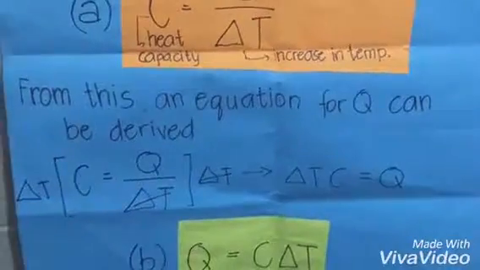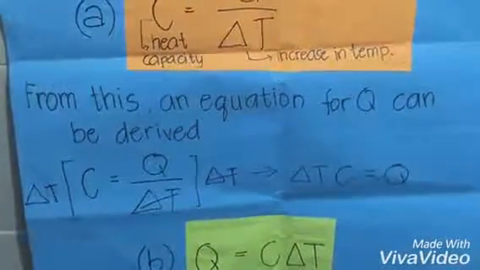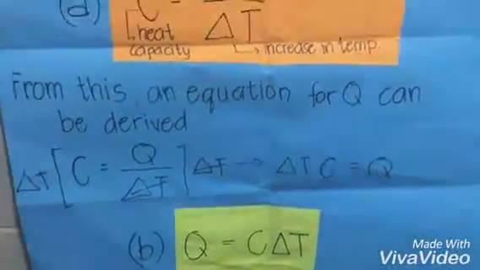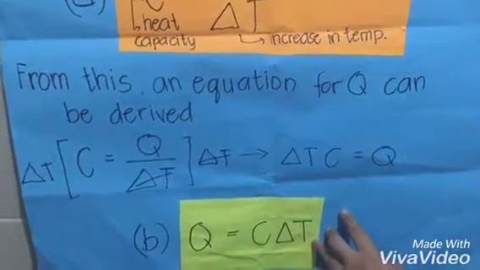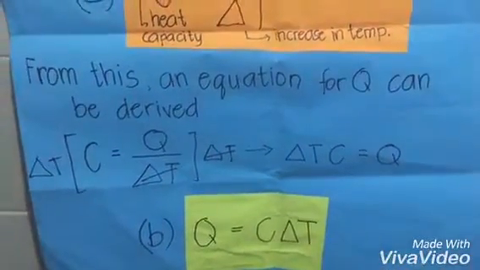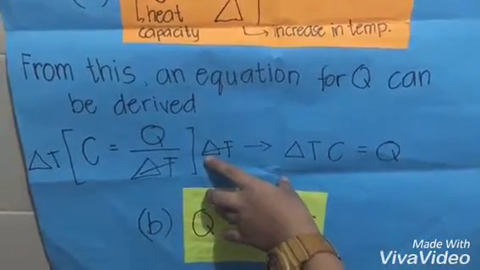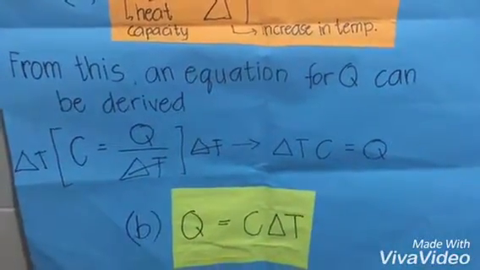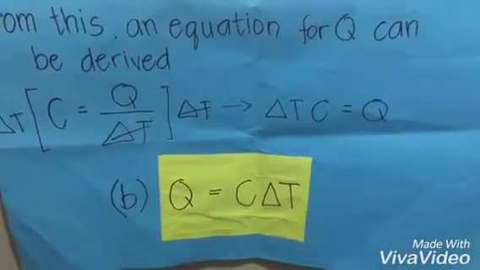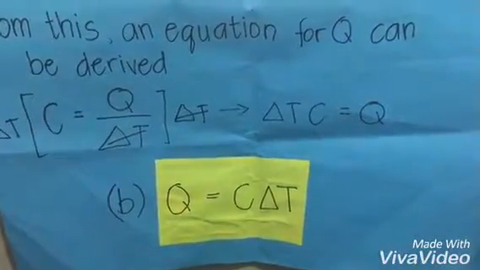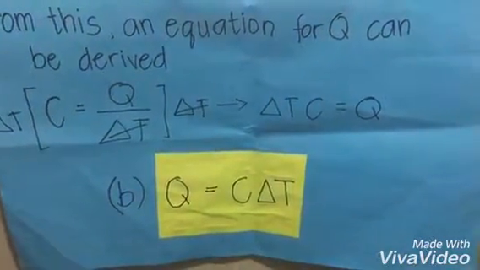From this equation of heat capacity, an equation for Q can be derived. We can derive Q through this equation. We have to transpose the change in temperature by multiplying it on both sides. The derived formula is heat absorbed equals heat capacity times change in temperature.